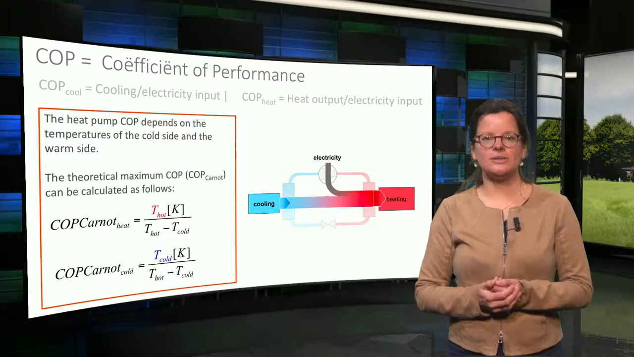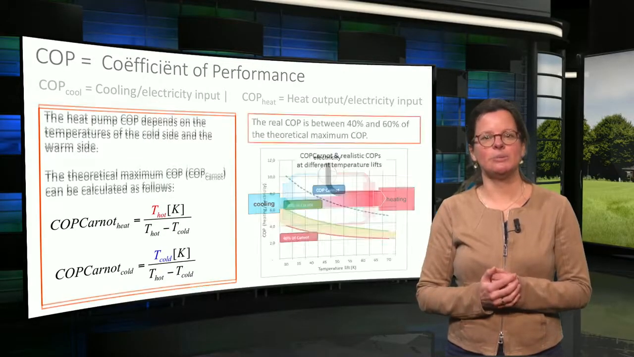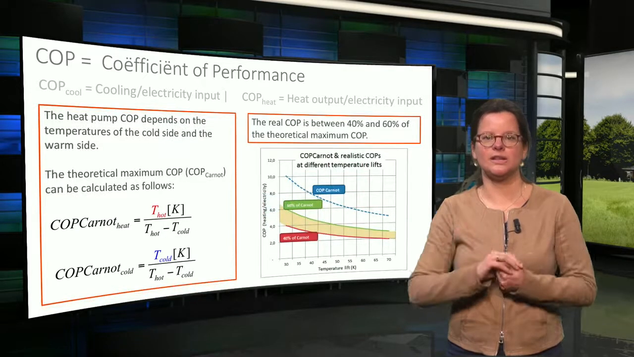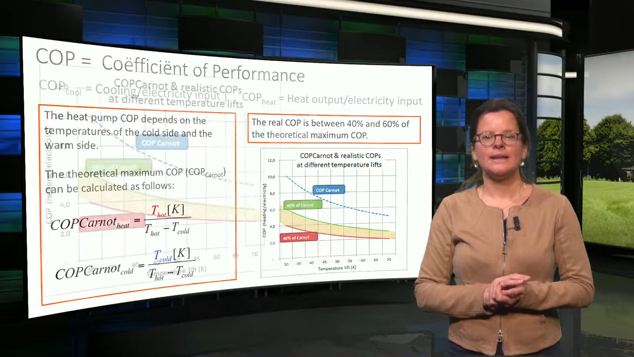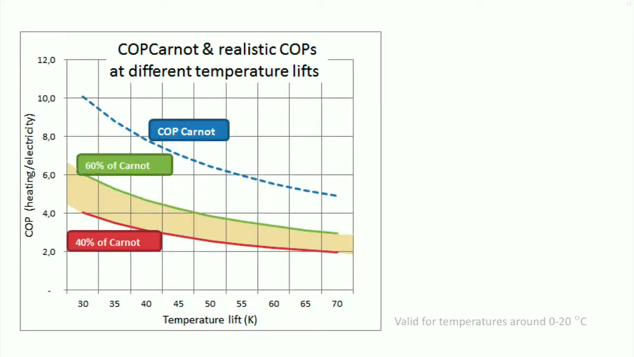This theoretical maximum COP cannot be achieved in reality. In reality, COPs between 40% and 60% of the maximum value are usually achievable. As can be seen in this figure, this results in commonly achievable COPs between 2 and 6, depending on the temperature lift required between the cold side and the warm side.